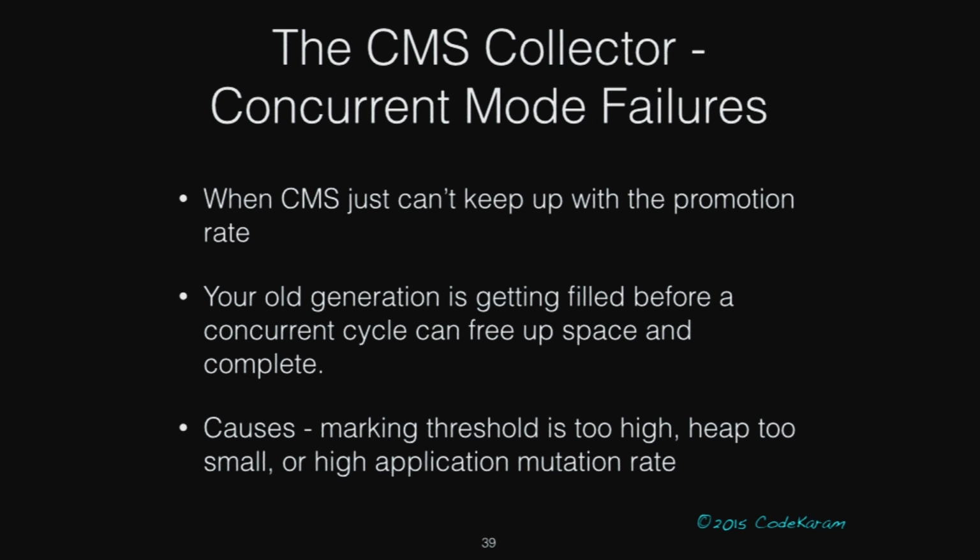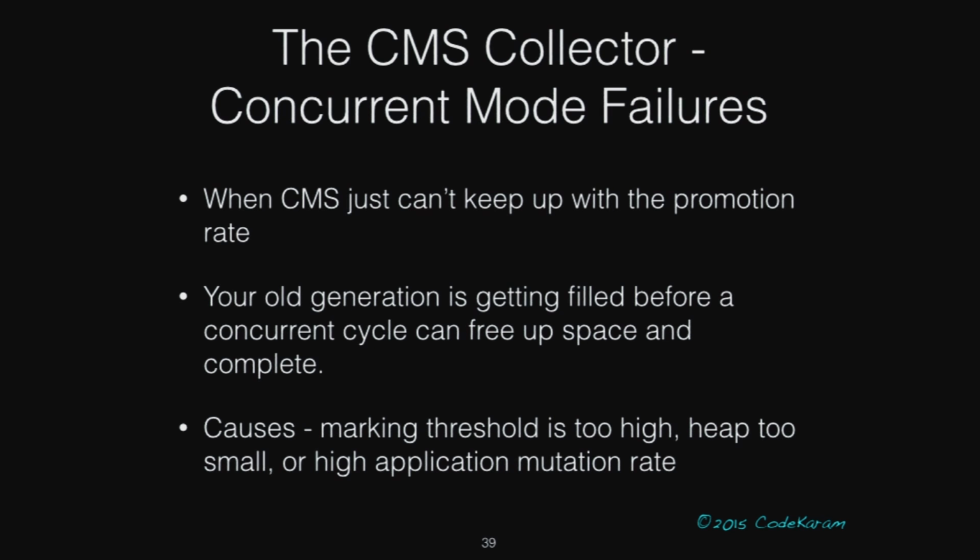All right, there's another thing that I wanted to talk about with CMS before moving on to G1, and that was the concurrent mode failure. So what does that mean? It just means that CMS cannot keep up. It has lost the race. So your promotion rates are so high that the CMS cycle could not complete, or even if it's complete, it's not able to free up the space that is needed for your promotions to happen.